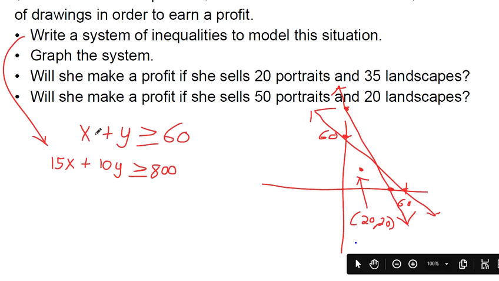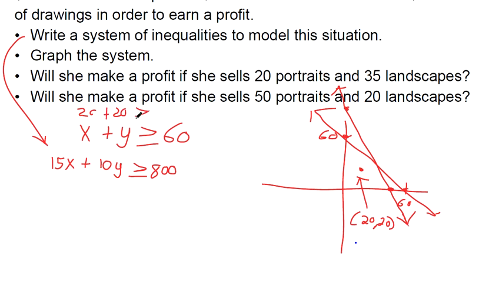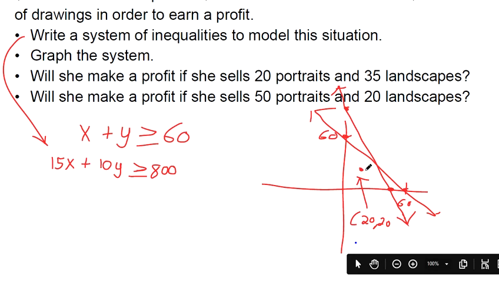If we do that, 20 plus 20 is greater than or equal to 60, I should say. Is that a true statement? It isn't, right? Because 40 isn't greater than 60. That's not true. So that means this is not our solution area over here.